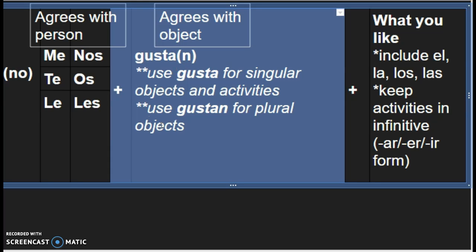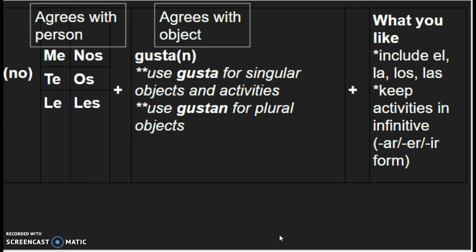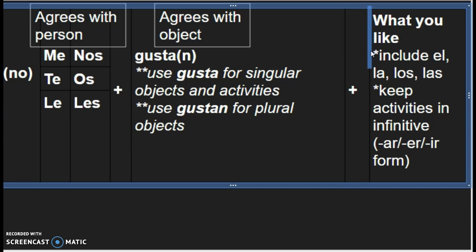If you did not have this formula from before, you'll probably want to keep it. Also, I've noted, be sure to include el, la, los, and las if you have an object. That's because when you have the subject of a sentence in Spanish, you have to include the article. Also, you do not conjugate the infinitive if it's an activity, because gusta is already conjugated, because it's really gustar, and gusta is a conjugation, and then the activity is not conjugated because our first verb was already conjugated.